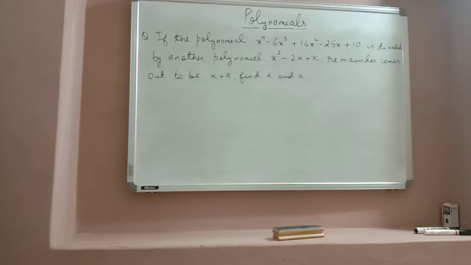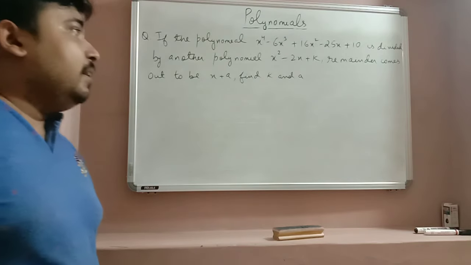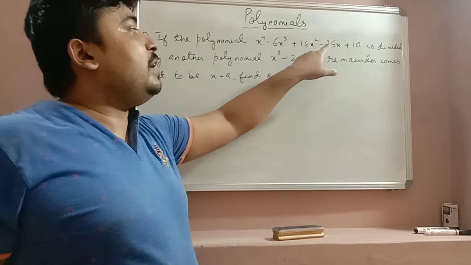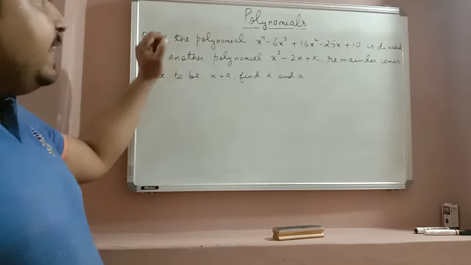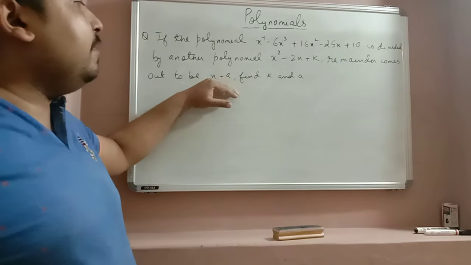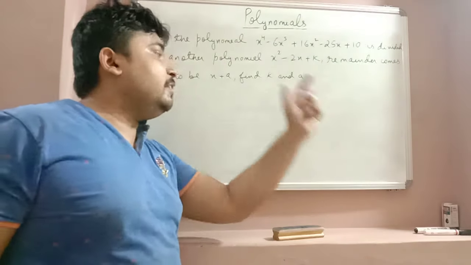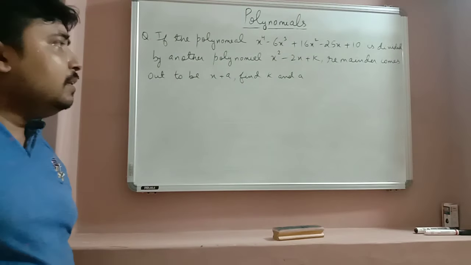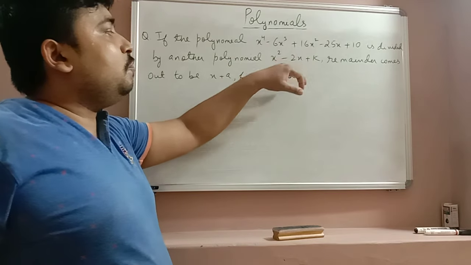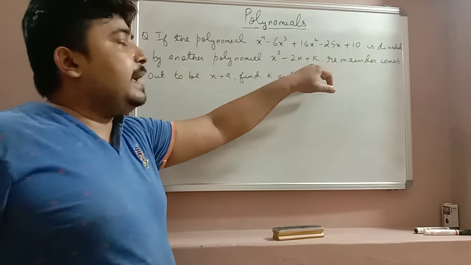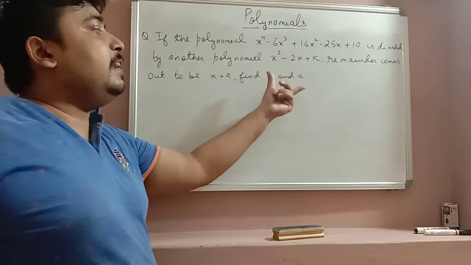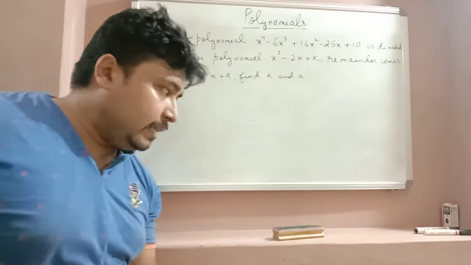Alright students, let's take up another question. Question says if the polynomial x to the power 4 minus 6x cube plus 16x square minus 25x plus 10 is divided by another polynomial x square minus 2x plus k, the remainder comes out to be x plus a. Find k and a. You need to find the values of k and a. So in this question I will simply long divide this polynomial with x square minus 2x plus k. Whatever remainder I will get, I will compare it with x plus a in order to find the values of k and a. Let's see how we can do this.